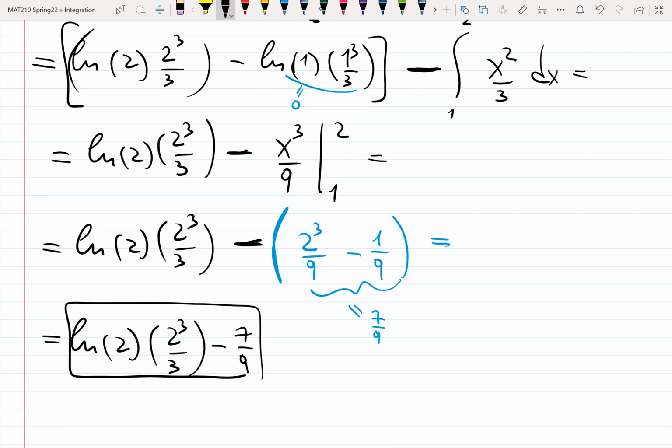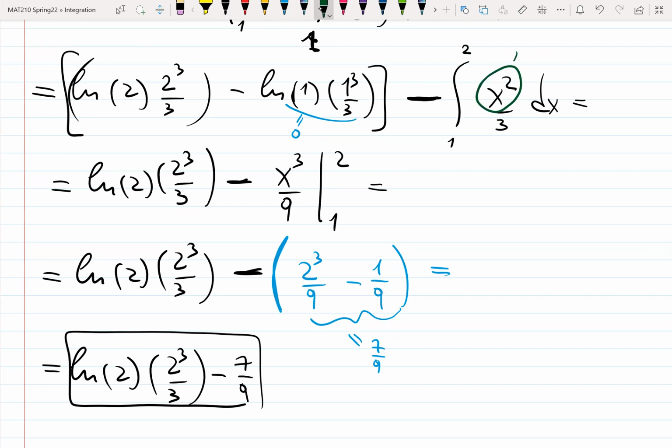How did I get 9? So this way. Let me show it here. Integral of x cubed is x to the 3 over 3. And then 3 times 3 is 9. I could write it down if you want. 3 times 3.